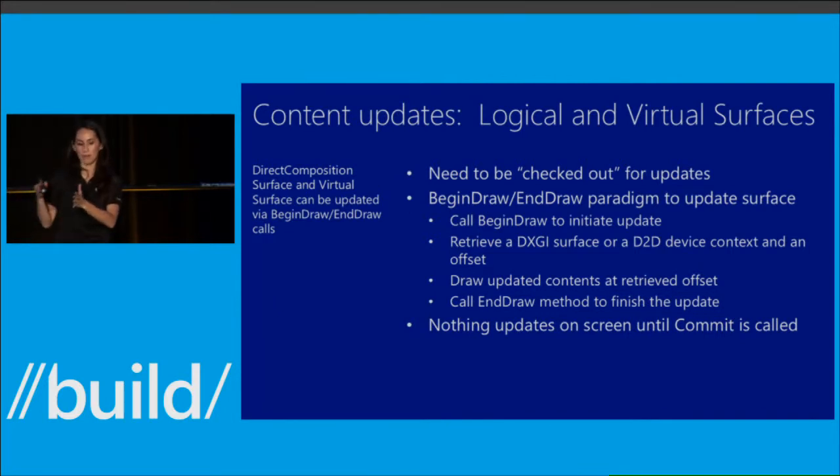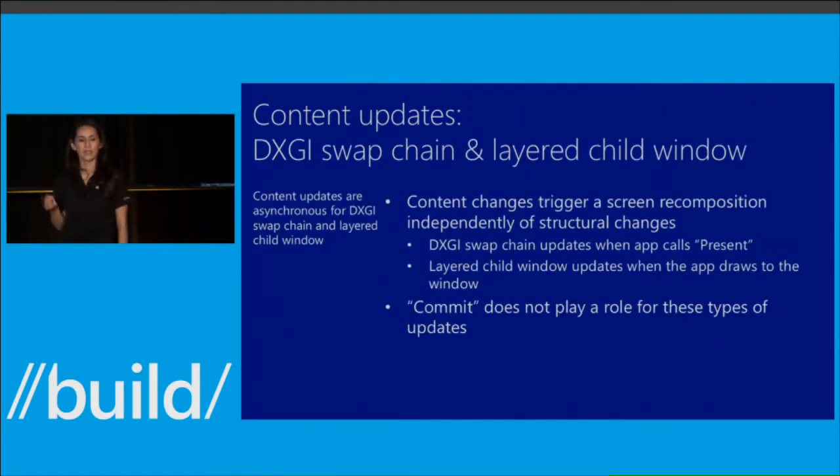We'll show the updates for the begin draw and end draw surface. We won't show the updates for the one that you just call begin draw on. The content updates for a DXGI swap chain and a layer child window are a little bit different because they are asynchronous. Since these are surfaces that already existed before, those content changes just trigger a screen recomposition regardless of the structural changes that we have on direct composition.